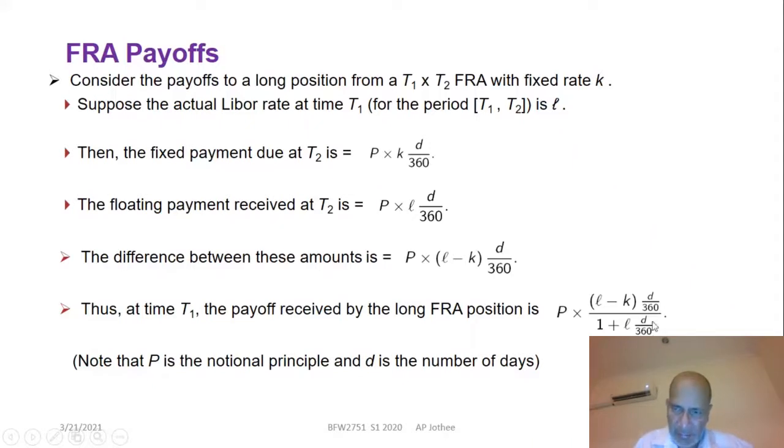And here it is divided by L times the fraction D over 360, plus 1. We are in fact discounting it to present value at time T1. Usually the interest rate accrues until time T2, but we are discounting it back to T1 so that we will know the amount which we are going to add or subtract with the actual principal amount. Note that P is the notional principal and D is the number of days.